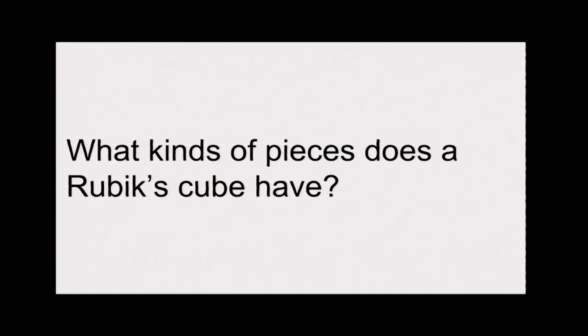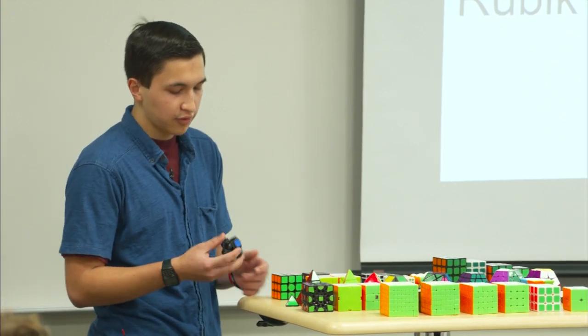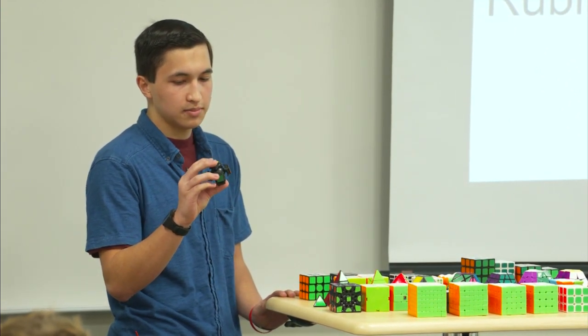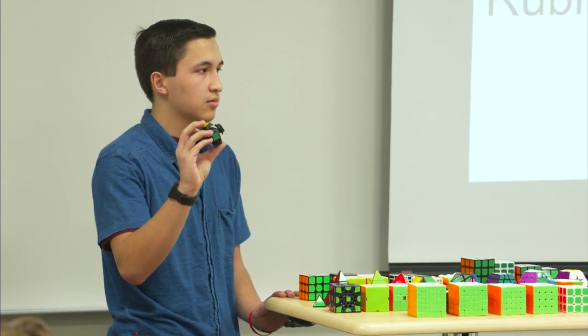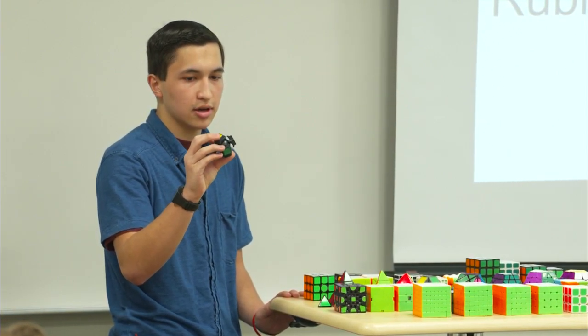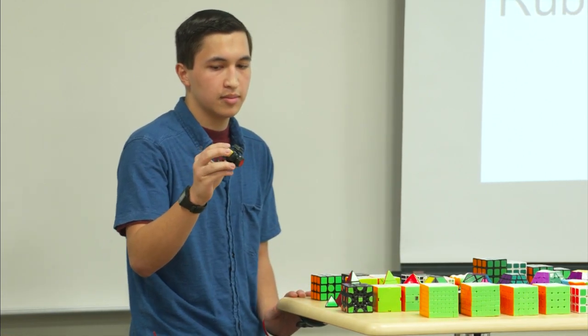So first, what kinds of pieces does a Rubik's Cube have? A Rubik's Cube has 3 types of pieces. First off, you have the centers. They're all connected to each other through this core. This is just a taken apart Rubik's Cube. So there are 6 different centers, 1 on each face.